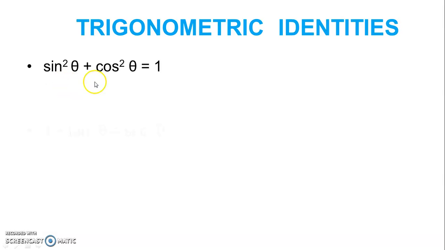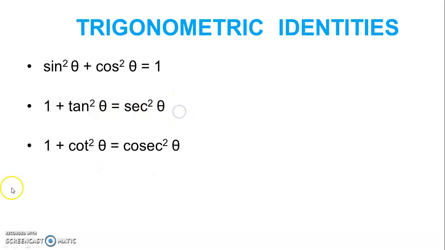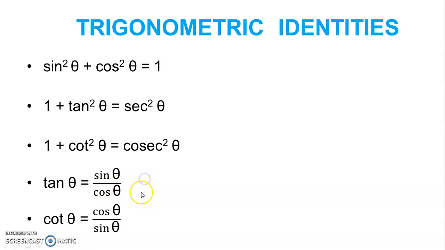Sin square theta plus cos square theta is equal to 1. 1 plus tan square theta is equal to secant square theta. 1 plus cot square theta is equal to cosecant square theta. Tan theta is equal to sin theta by cos theta. And cot theta is equal to cos theta divided by sin theta. These are the most important trigonometric identities we are going to learn in this video, and some more formulas we can also learn in this video.